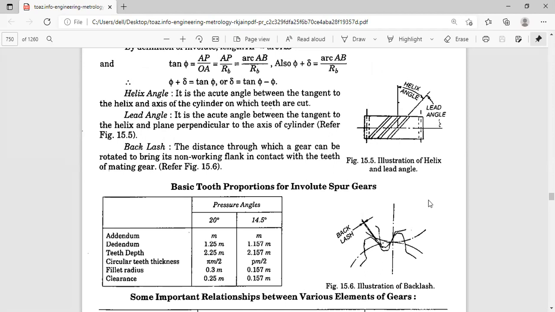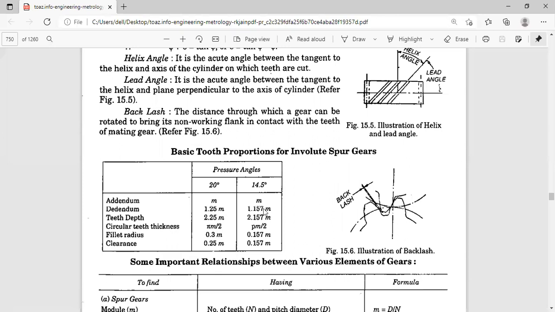Suppose you want the basic tooth proportions, you just try to have this table. As far as the 20 degrees pressure angle is concerned, we have to take the addendum as one module, or simply M. The addendum terms are already explained, but we can repeat again. The dedendum is 1.25 module. These are the standard proportions you have to take as far as the design of gears is concerned.